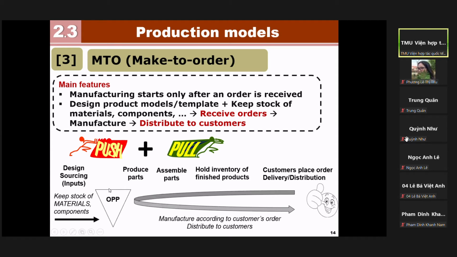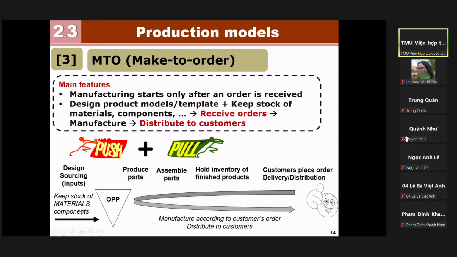Okay, so from this you can see the model for this production, right? So for the part where you design the products, the biggest difference here is that you design the products in advance. You think about what model, what design, what templates of products you would like to offer to the customers. And then from that you calculate the inputs, the expected models and materials, and you purchase in advance, keep the stock of the materials or the components, and then wait. Wait until you receive the orders of the customer.